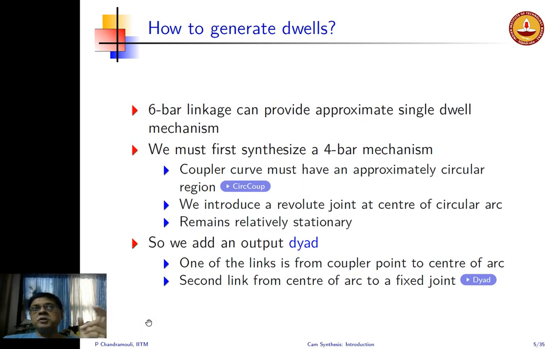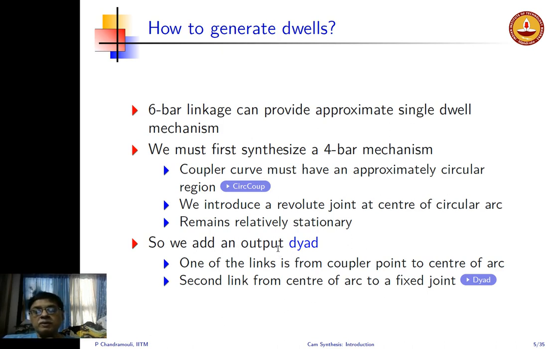So the idea is to introduce a revolute joint at the center of the circular arc. So you have a circular arc. If I now put a revolute joint at the center of this circular arc, and join this joint to that point on the coupler which is tracing a circular arc, then effectively as it rotates through, this will behave like a fixed pivot, at least for that limited motion range, right?